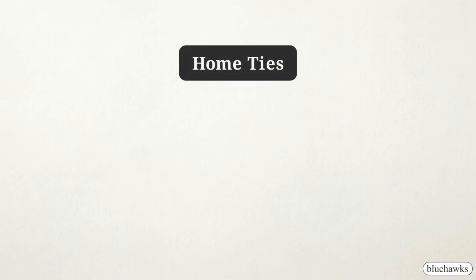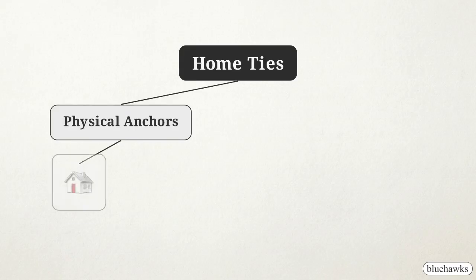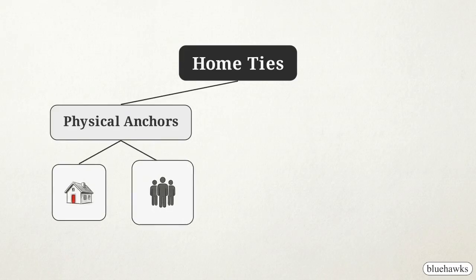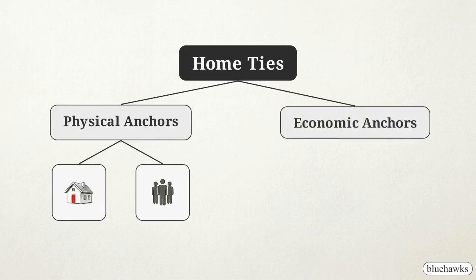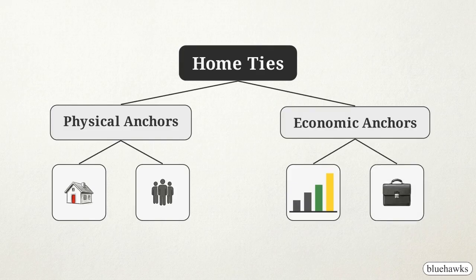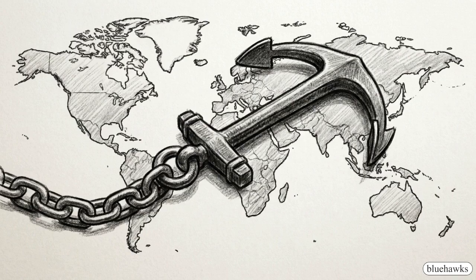This diagram maps valid home ties. The first branch represents physical anchors, including property ownership and dependent family. The second branch represents economic anchors, showing specific career opportunities and pending job offers in your home country that require your degree. You cannot rely on expressing a desire to come home. Your ties must be pre-existing, verifiable facts that pull you back across the border.